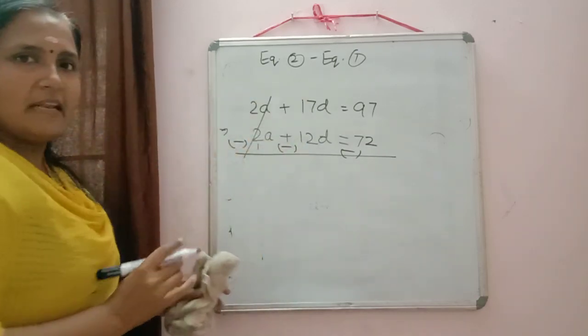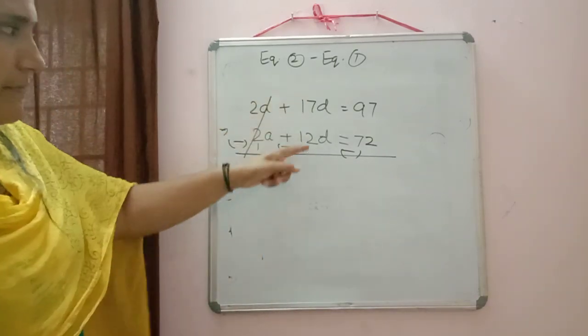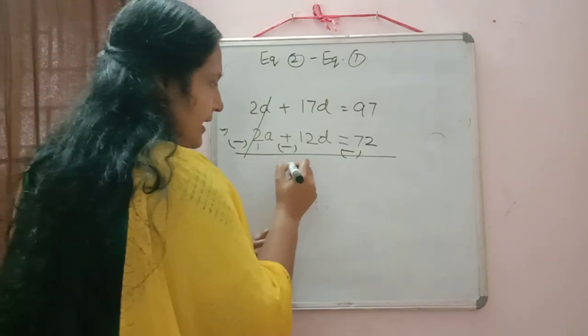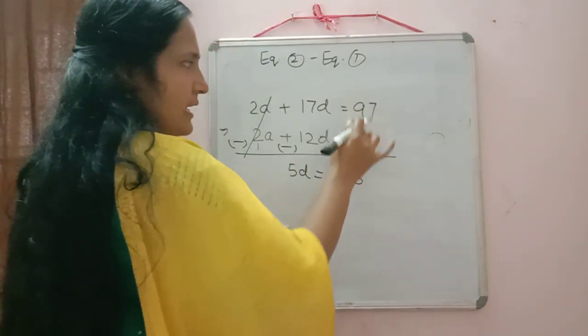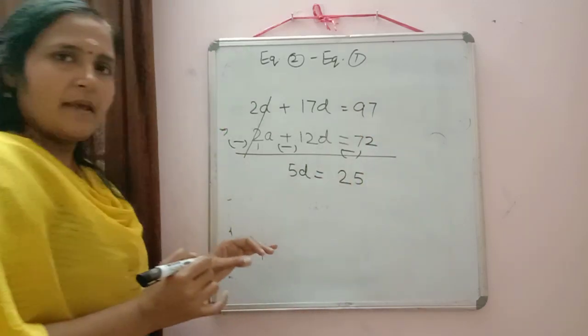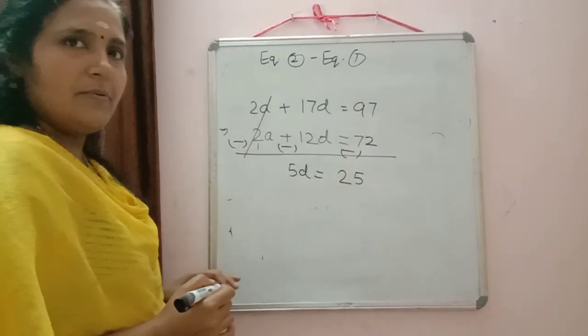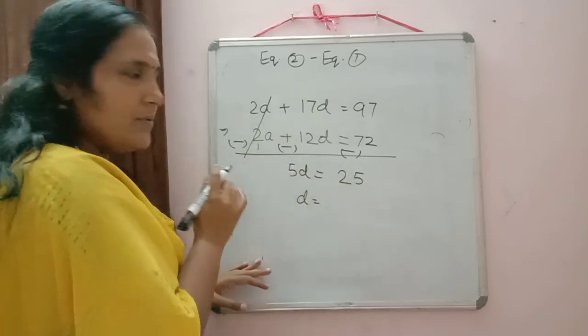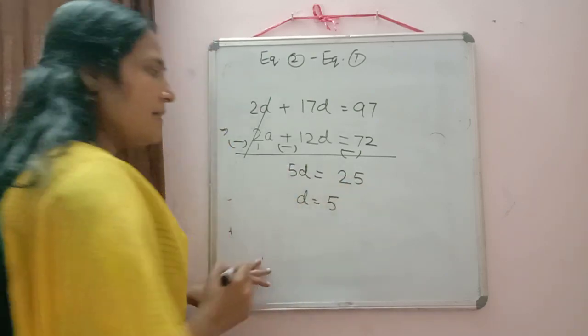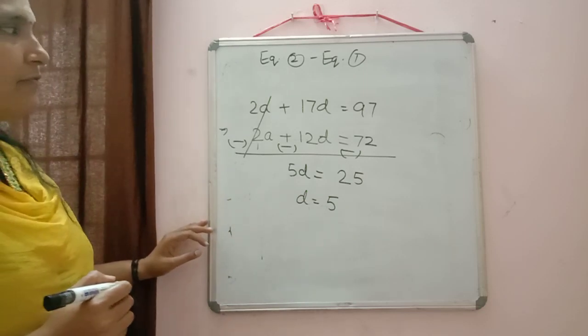2A minus 2A will get cancelled here. 17 minus 12 will be equal to 5D, is equal to 97 minus 72, that is 25. 5D is equal to 25. So from here we will get D is equal to 25 divided by 5. D is equal to 5.